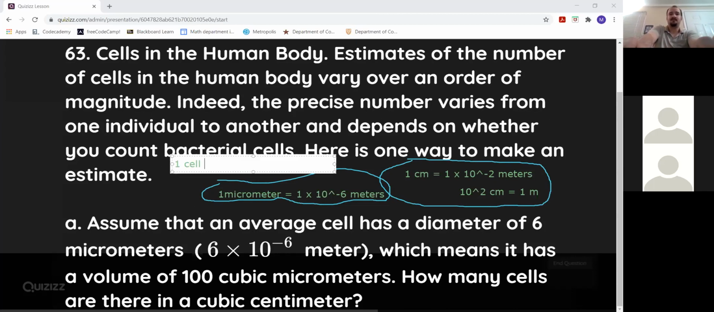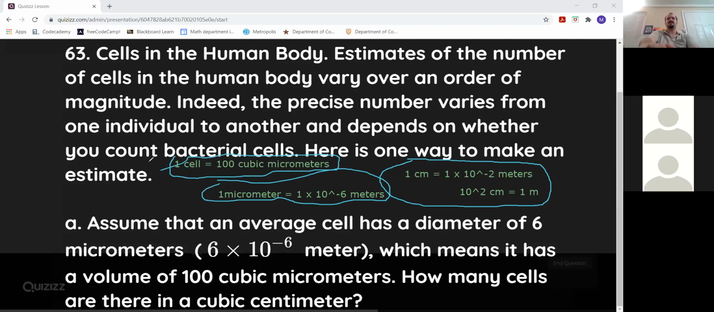1 cell and 100 cubic micrometers. This thing, I'm going to tell you right off the bat, has some unit analysis in it. So buyer beware. You're going to be putting these things multiple times. It says cubic. Cubic means to a power of 3. So you've got to be careful with your conversion factors on this one.